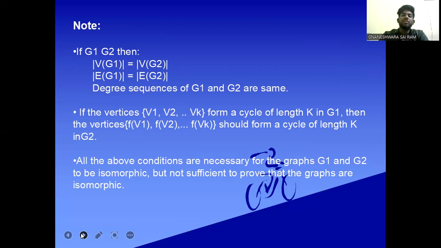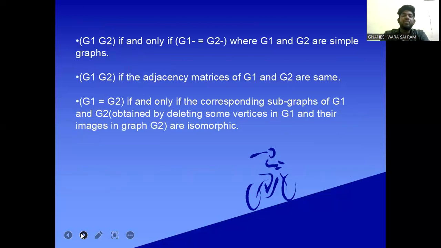All the above conditions are necessary for graphs G1 and G2 to be isomorphic, but not sufficient to prove that the graphs are isomorphic. G1 and G2 are isomorphic if and only if the complement of G1 is equal to the complement of G2, where G1 and G2 are simple graphs, or if the adjacency matrices of G1 and G2 are the same.